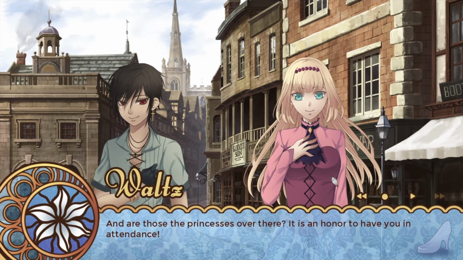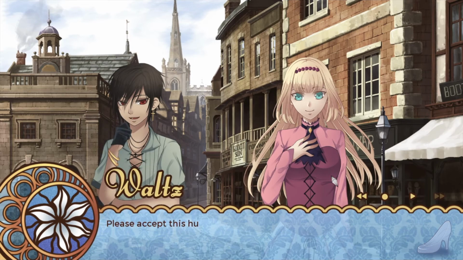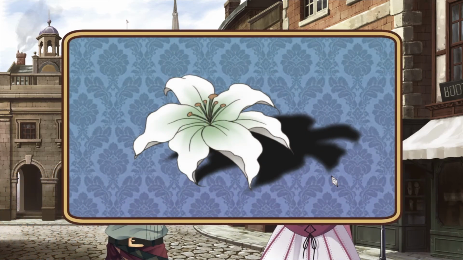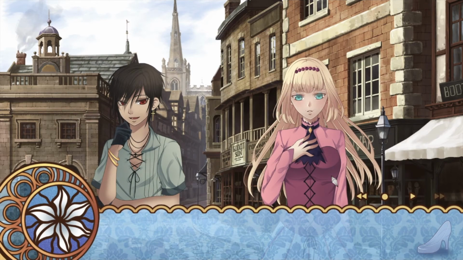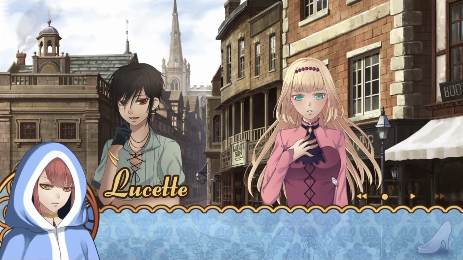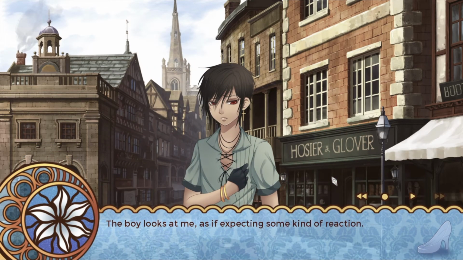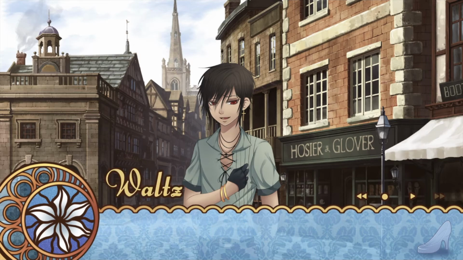And are those the princesses over there? It's an honor to have you in attendance. Please accept this humble gift. He snaps his fingers and white lilies appear in his hand. Oh, thank you. The boy looks at me as if expecting some kind of reaction. When he gets nothing from me, he sighs and gives me a wry smile. I hope to see you again during my next show.